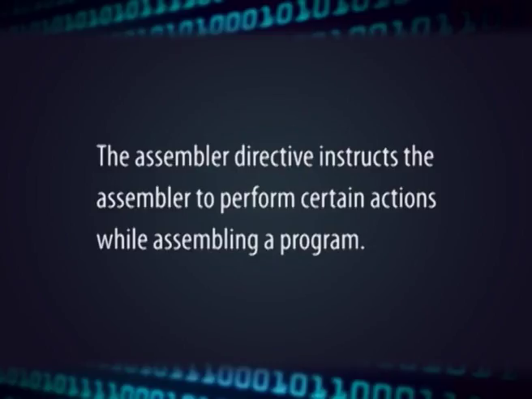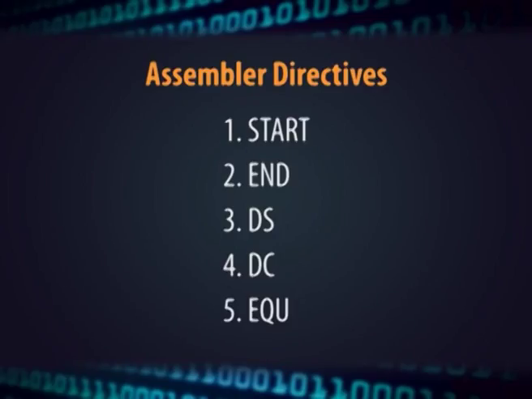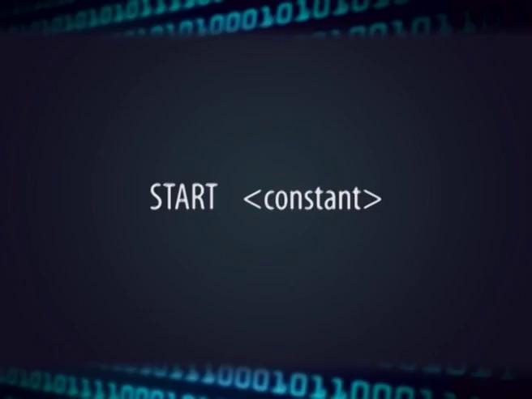The assembler directive instructs the assembler to perform certain actions while assembling a program. Typically, in most assemblers, irrespective of the CPU design, common names are assigned to the assembler directives. There are 5 commonly used assembler directives. They are START, END, DS, DC, and EQU. We describe the two directives START and END. The START directive is followed by a constant.